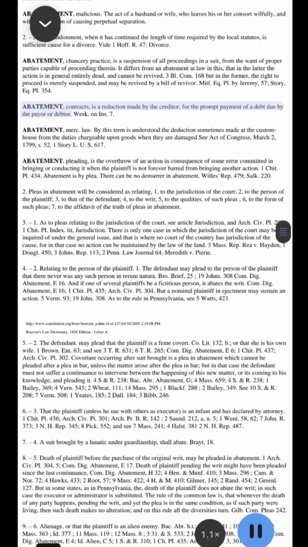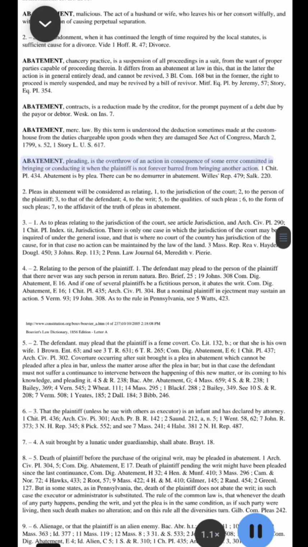Abatement, contracts, is a reduction made by the creditor, for the prompt payment of a debt due by the payer or debtor. Wesk. On Ins. 7. Abatement, mercantile law. By this term is understood the deduction sometimes made at the custom house from the duties chargeable upon goods when they are damaged. See Act of Congress, March 2, 1799, s. 52, 1 Story L. U. S. 617.